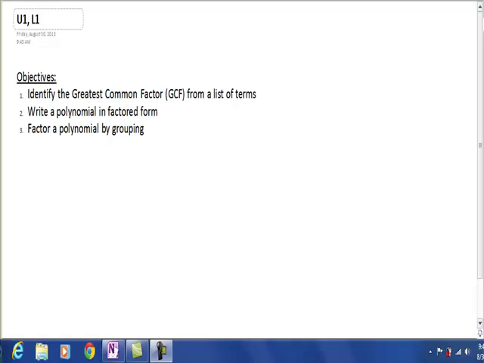Welcome to Unit 1, Lesson 1, the first lesson of the course. You'll notice in all of these recordings you're going to have, in the upper left corner, the shorthand for what unit and lesson you're in, and then I will have the objectives for the course listed.